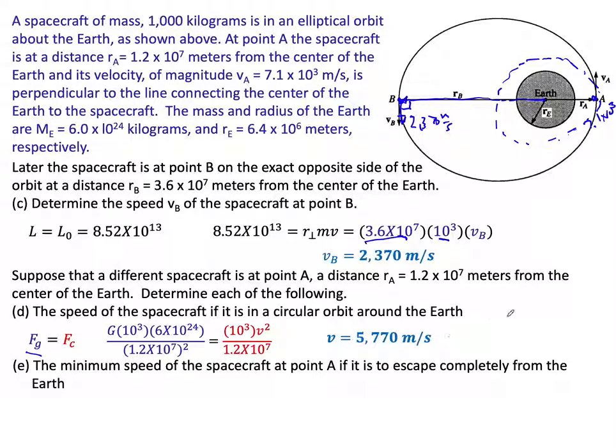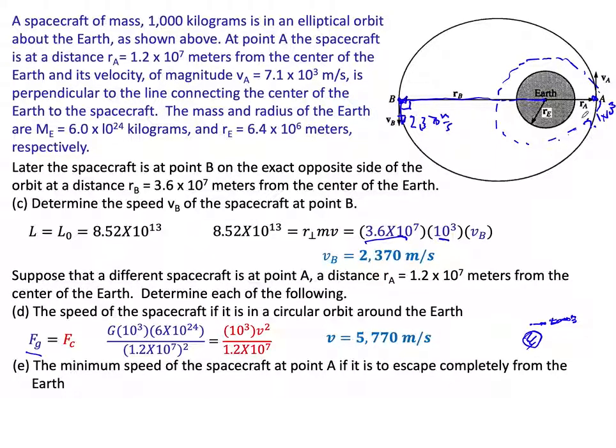Now, some of you might be saying, wait a second, Mr. Clemmer, I thought you said that for a circular orbit around the Earth, it's about 8,000 meters per second. Yeah, that's really close to the Earth's surface. In this case, we're actually quite a distance away, so the velocity required is smaller.